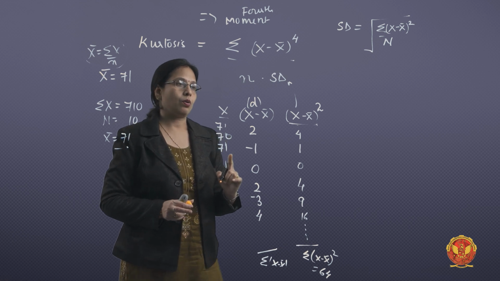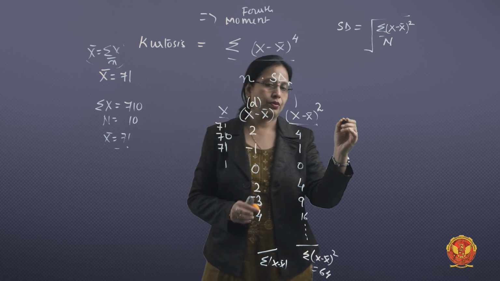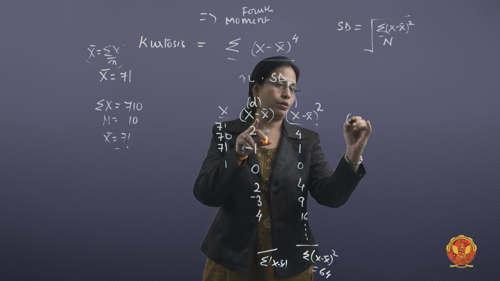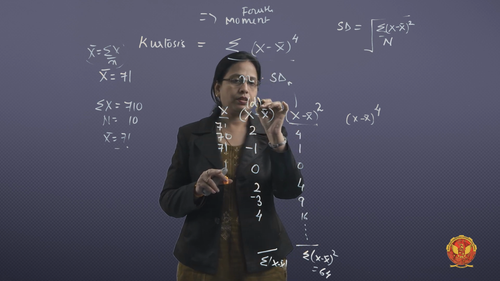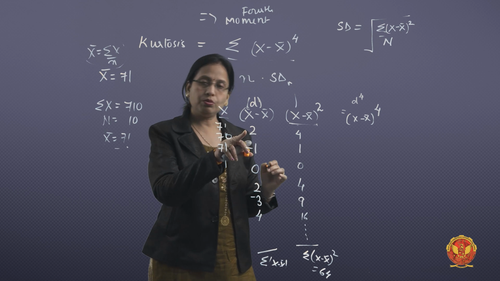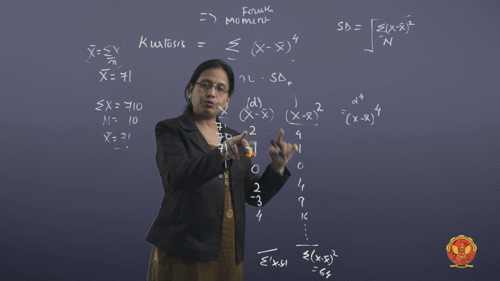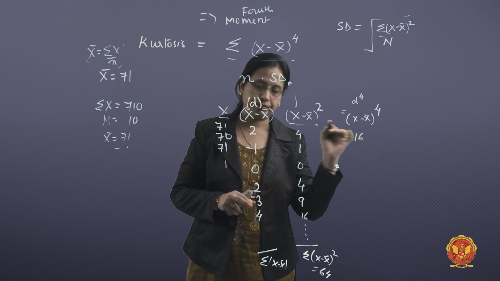One more thing which I require from this table is this numerator. So what I'll do, this is the d. What I am going to do is raise it to the power 4. Put this d to the power 4. 2 to the power 4, right? 2 into 2 into 2 into 2. So we get 16, right?